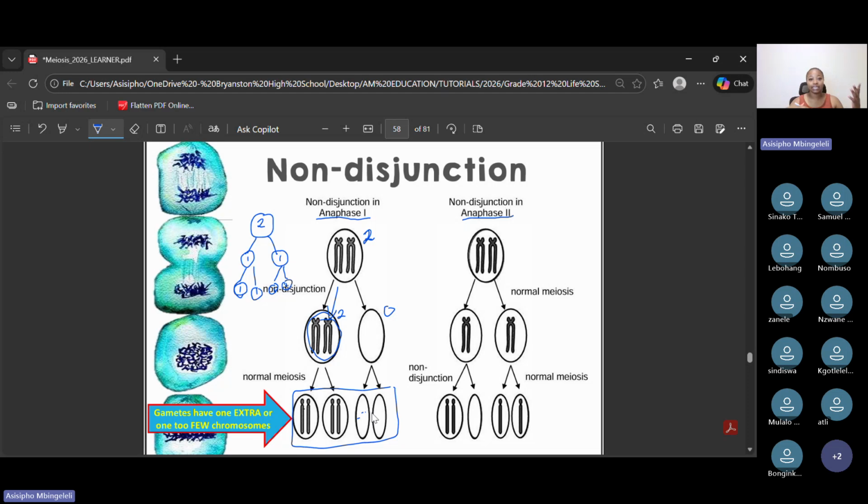These are the mistakes that can occur. Now, this is mutation. We speak about certain conditions and syndromes that we find in kids due to some of these mutations or mistakes that occur during meiosis.